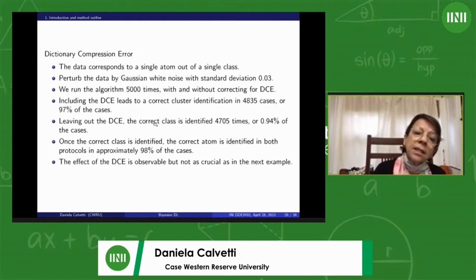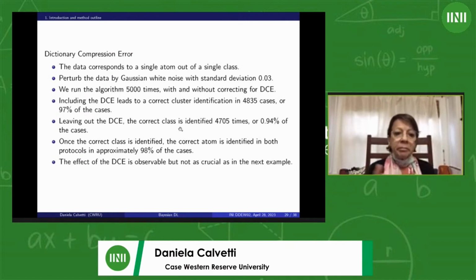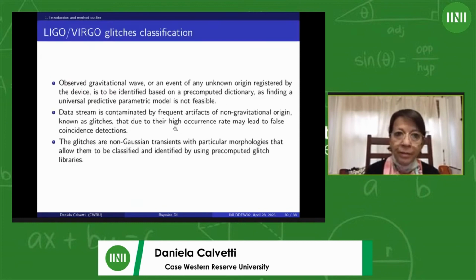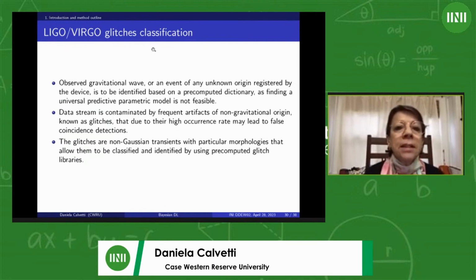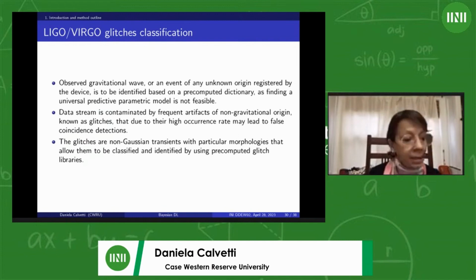And in this case, the dictionary compression error was not very significant, but it plays an important role, like a perfect recall versus total failure, in another computed example that we did with glitches classification from the LIGO Virgo experiment here. So we took it, and I think I'm done.